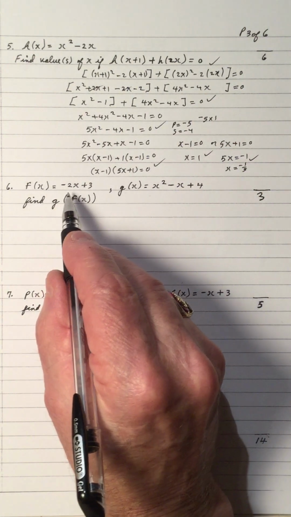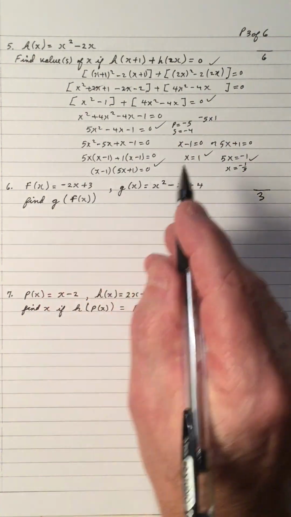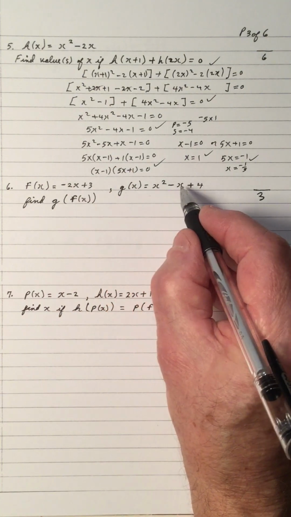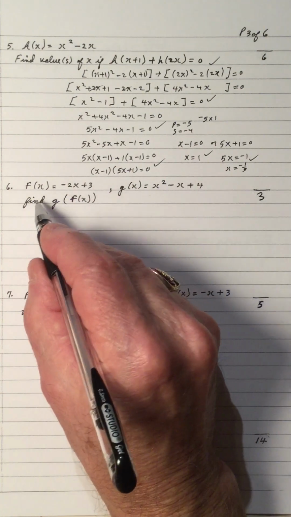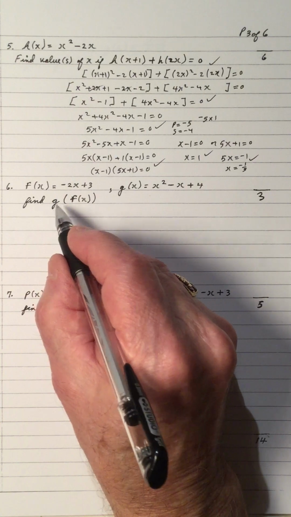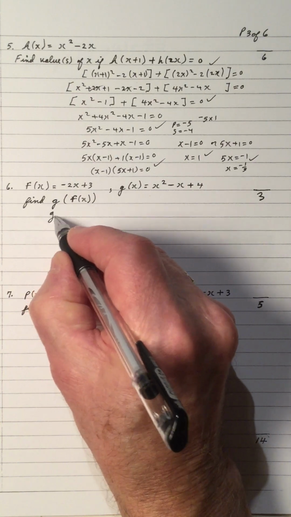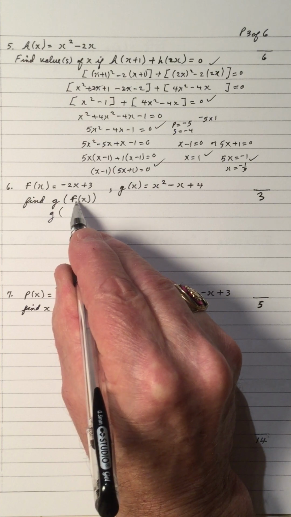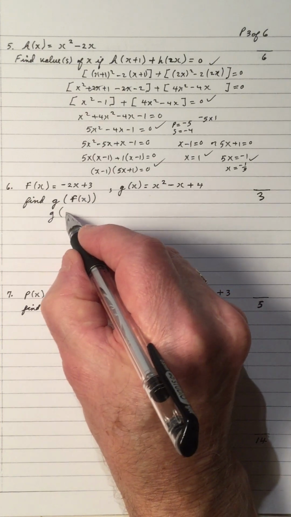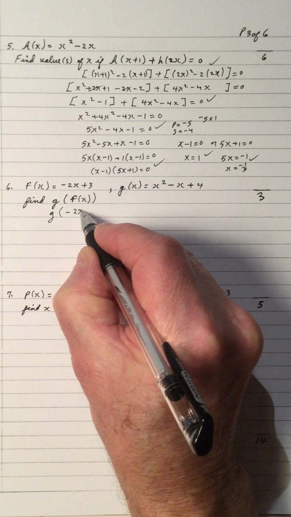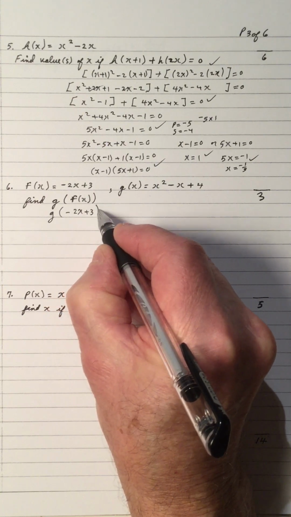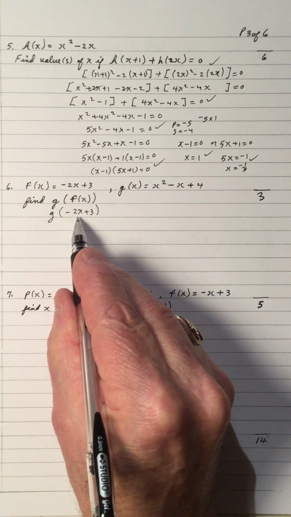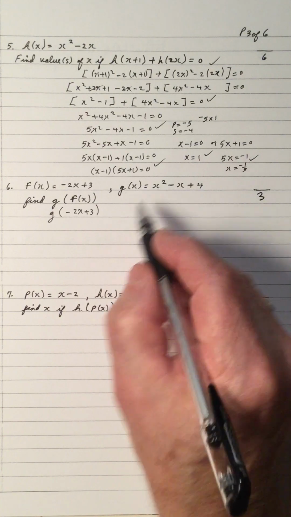Now the f of x equals negative 2x plus 3, and the g of x is x squared minus x plus 4. So we've got to find the g of the f of x. So the inside one, you do first, we always work inside. So the f of x is negative 2x plus 3. So we're subbing negative 2x plus 3 into g.